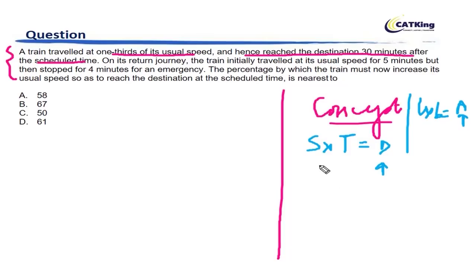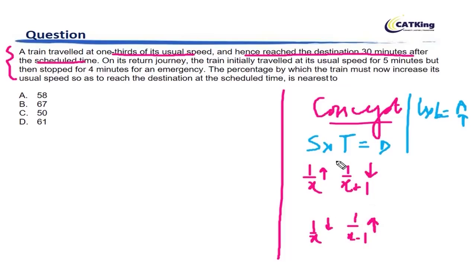So what's the concept? If one of the variables is increased by 1 by x, the other reduces by 1 by x plus 1. And if one of the variables is reduced by 1 by x, the other increases by 1 by x minus 1. What do I mean?